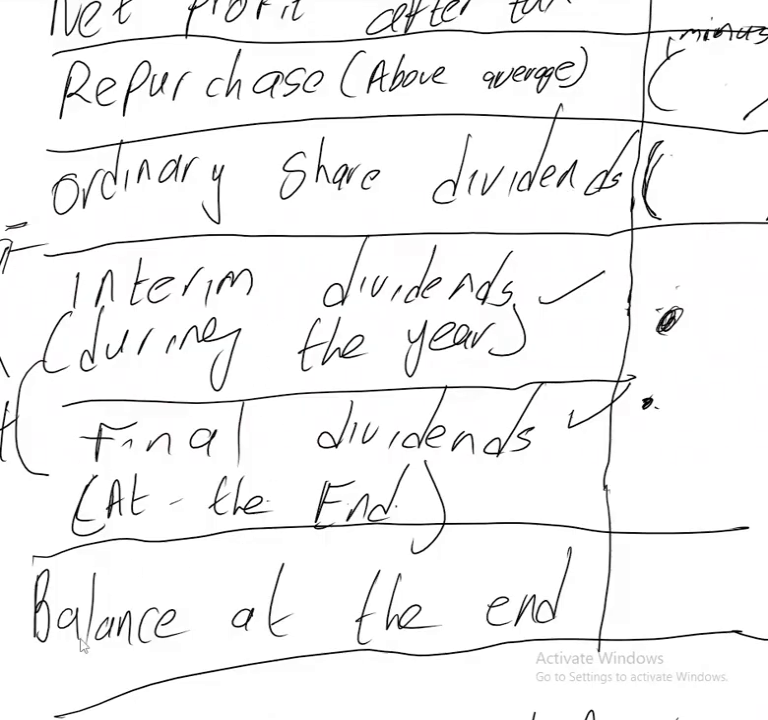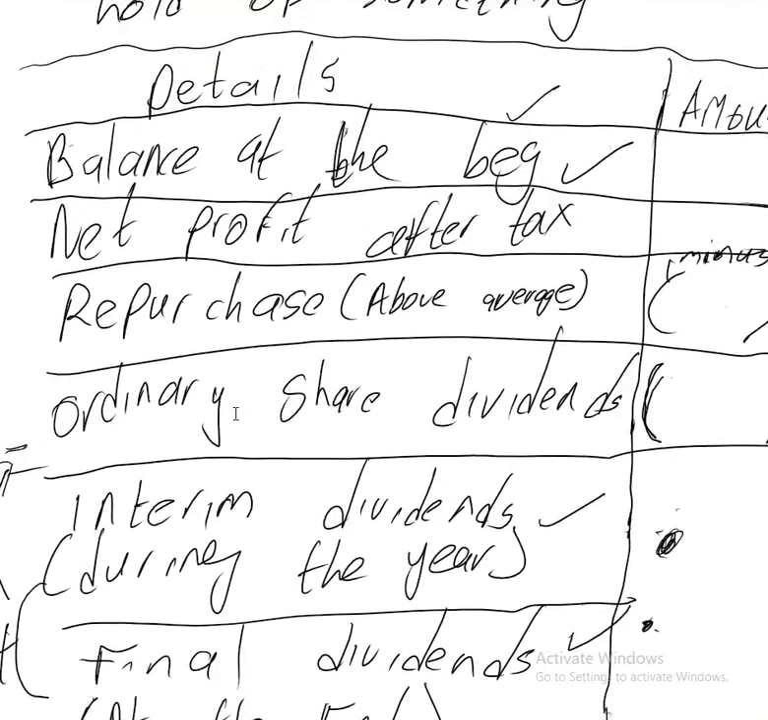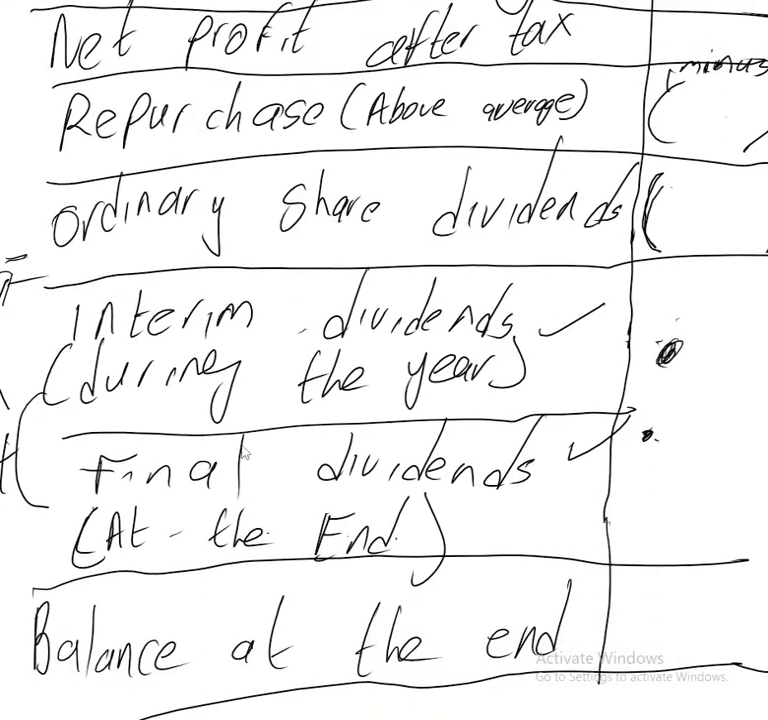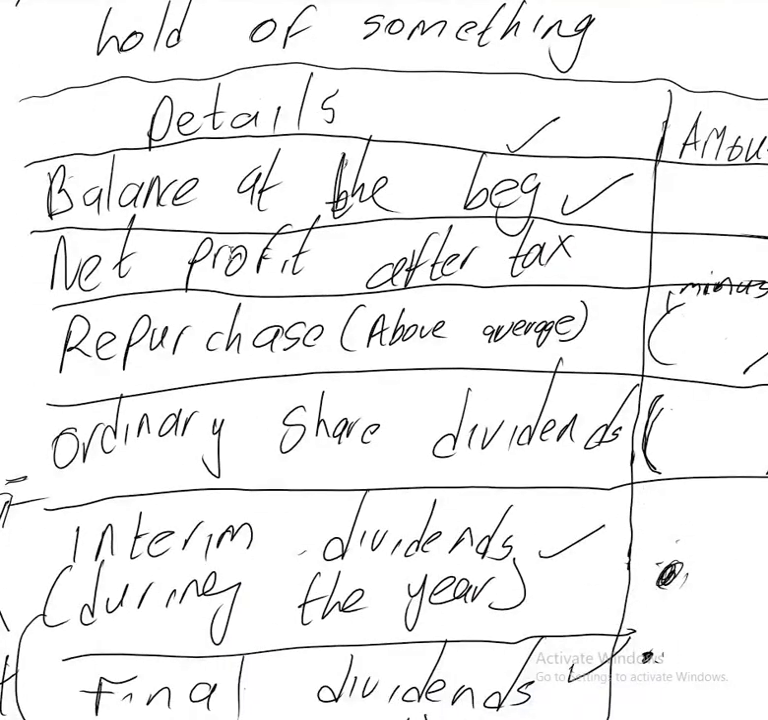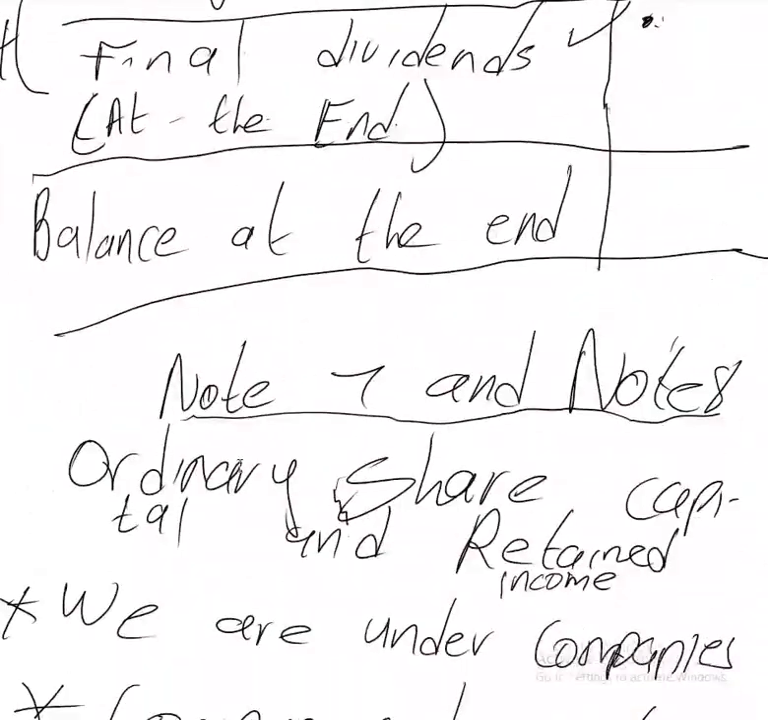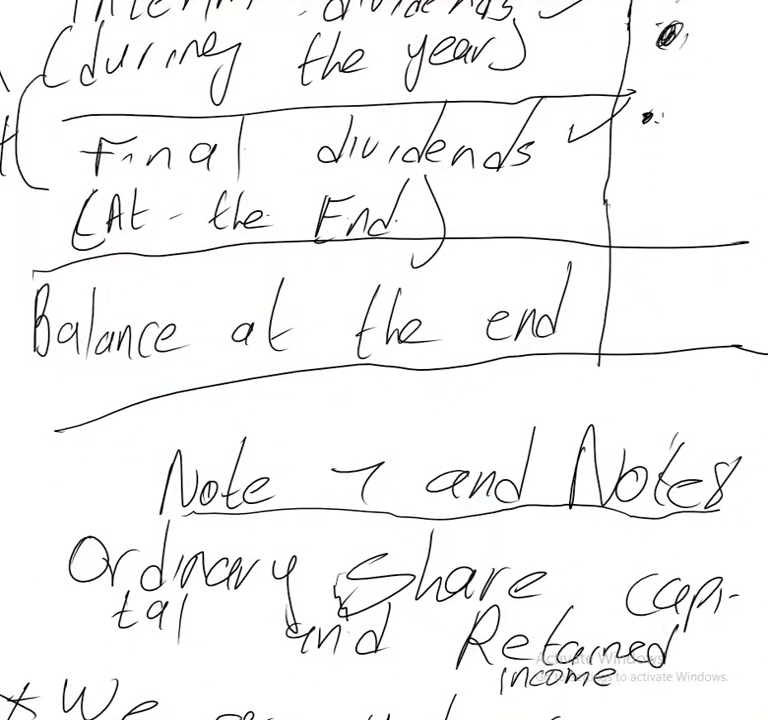Okay, then you will have the balance at the end. So here, interim dividends plus final dividends give you the ordinary share dividends. Now, to find this balance at the end, you will say the balance at the beginning plus the net profit after tax, minus the repurchase, and then minus the ordinary share dividends. Then this will give you the balance at the end. That's how you approach the retained income.